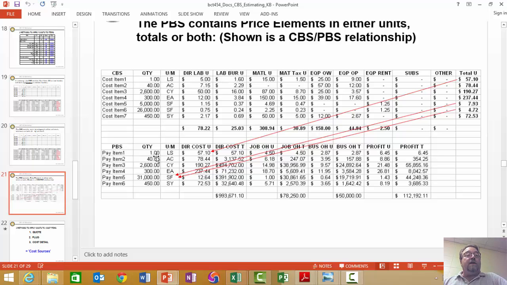So here is pay item 1, and the total for that item is $57.10, whatever that is. And if I had a $50,000 proposal here, or a $50,000 cost here, well, here it is, $993,671. Then what's the percentage of 57.1 divided by 993,671? Ain't very big, but that's the amount of overhead that it carries.